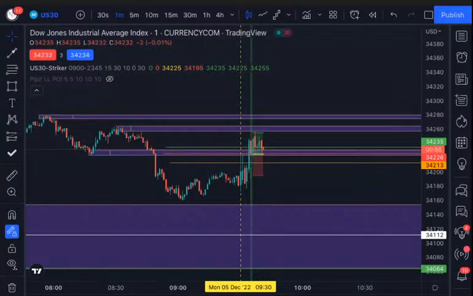Yeah, it keeps rejecting off of 34226. Looks like that would have been a perfect entry right there. Yeah, that area wasn't too bad. I feel like it's gonna do one more solid push down, but I feel like it's been holding nicely right there off of that level, like you said.